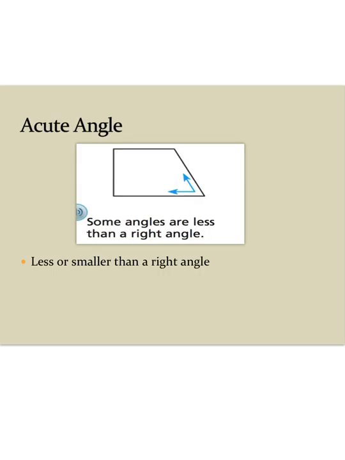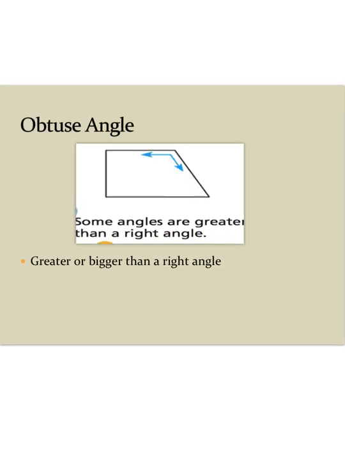An acute angle is less or smaller than a right angle. An obtuse angle is greater than or bigger than a right angle.